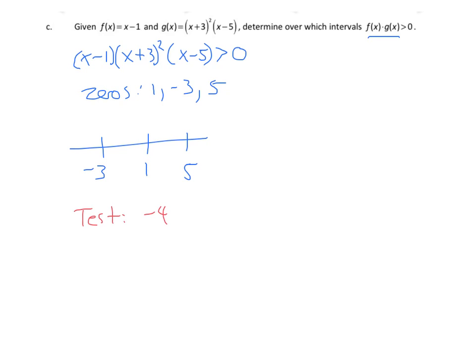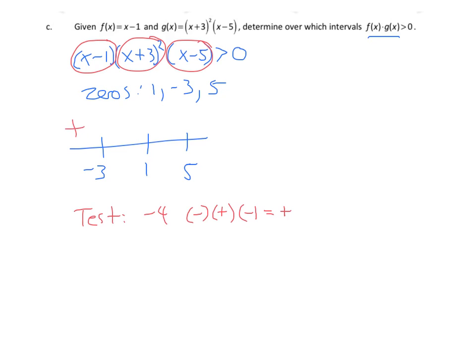And when we plug in negative 4 right here, we get negative 4 minus 1 is negative. And when we plug it in right here, negative 4 plus 3 is negative, but again, when we square that, it's going to come out to be positive, because any number that you square is positive. So that middle part's always going to be positive. And then plugging it in here, negative 4 minus 5 comes out negative. So if we multiply two negatives times a positive, it comes out positive.